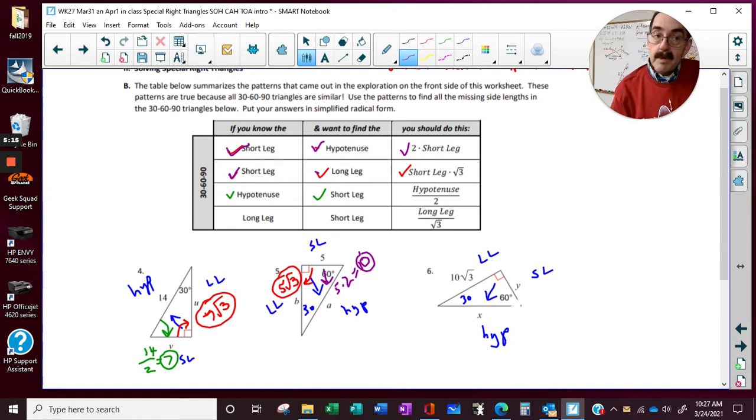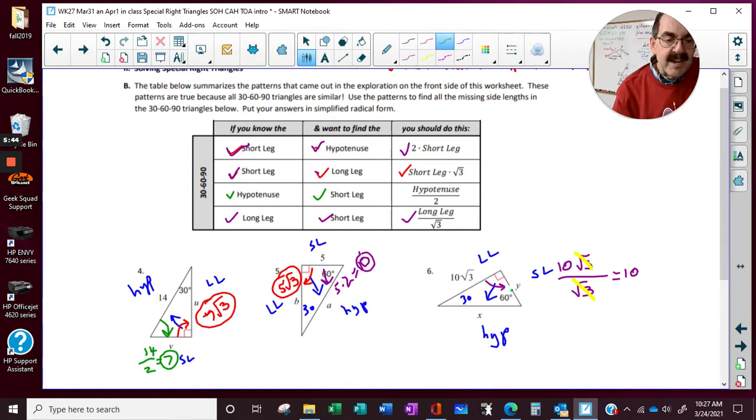Okay, here we go. Pause the video if you don't have it done. From the long leg to the short leg, divide it out. 10 radical 3 divided by radical 3. It's always nice to simplify. Radical 3 divided by radical 3 is 1. Anything divided by itself is 1. So we have a 10. Now we take that 10, because we're going from the short leg to the hypotenuse, and double it. 10 times 2 equals 20.